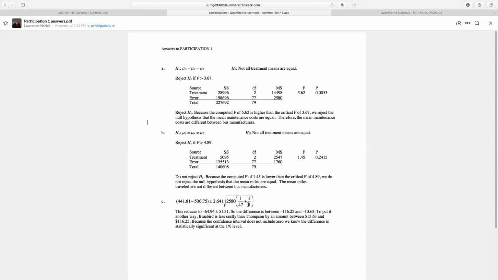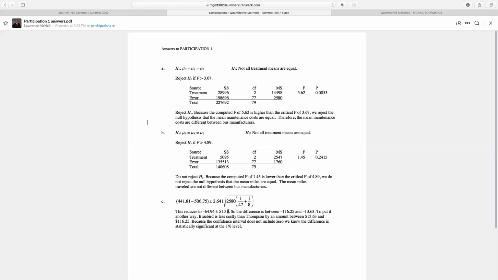So you want to take 1/8, get that, 1/47, get that, add those together, multiply that times the 2580. Now you have what's within your square root term. Take the square root of that entire answer, then multiply that times the 2.641. And that will give you the 51.31. A lot of you got a number here, and then you went on to do the math. And of course, these will be wrong if you don't get this right.